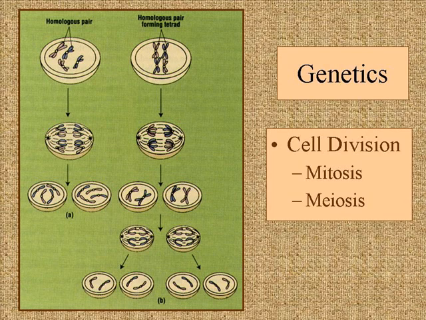The second type of cell division is meiosis. And this one is important to us because this is how that genetic information is passed down from parent to offspring. With meiosis, cell division actually occurs twice.